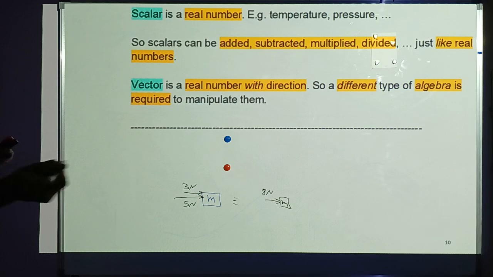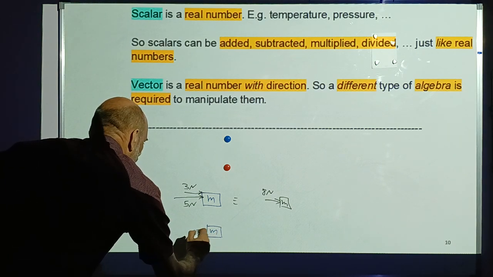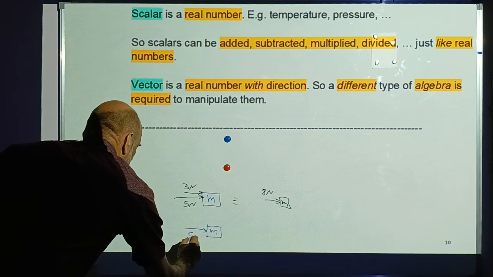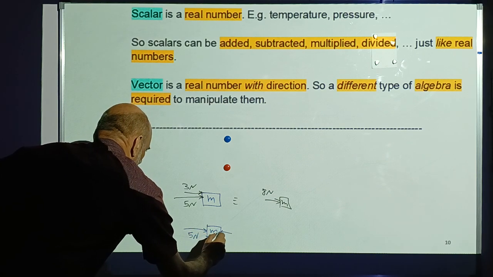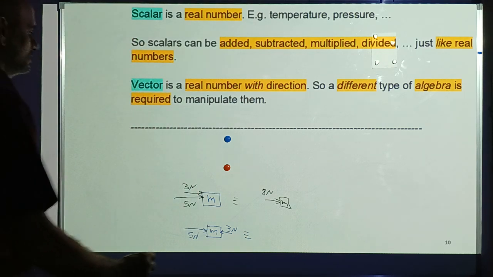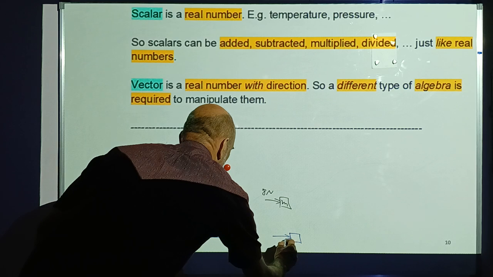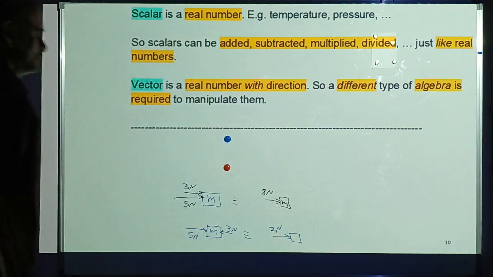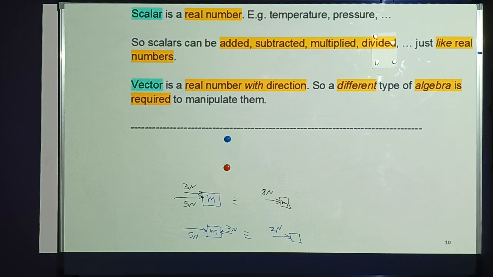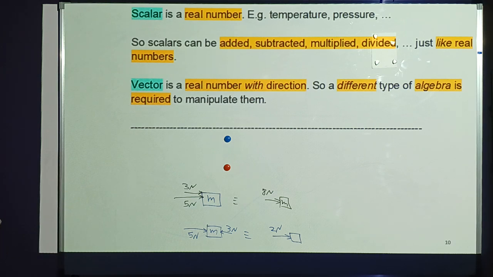But instead, the second force, the first force is 5 Newton. The second force, 3 Newton, is applied in the opposite direction. Then both are opposing each other. So the effect will be the difference of the two, of 2 Newton. This is by common sense. So if the vectors are parallel in the same direction, we just have to add them up. If they are anti-parallel, then we have to subtract them.